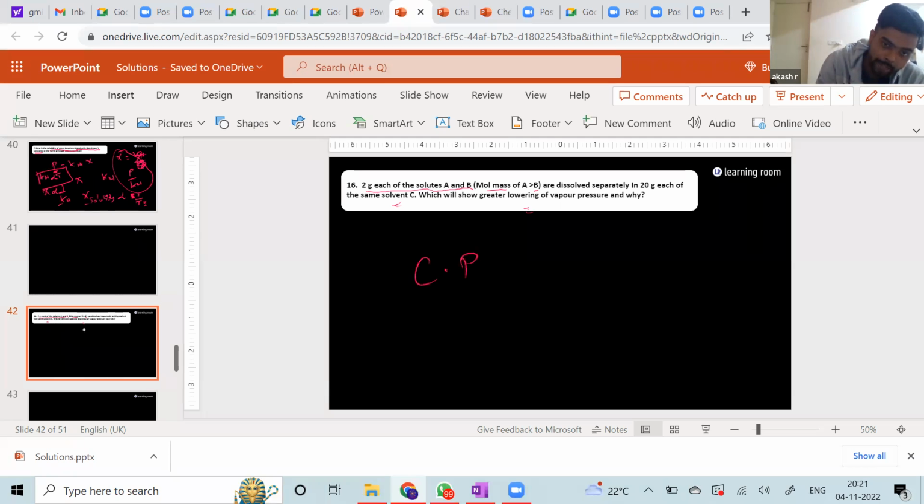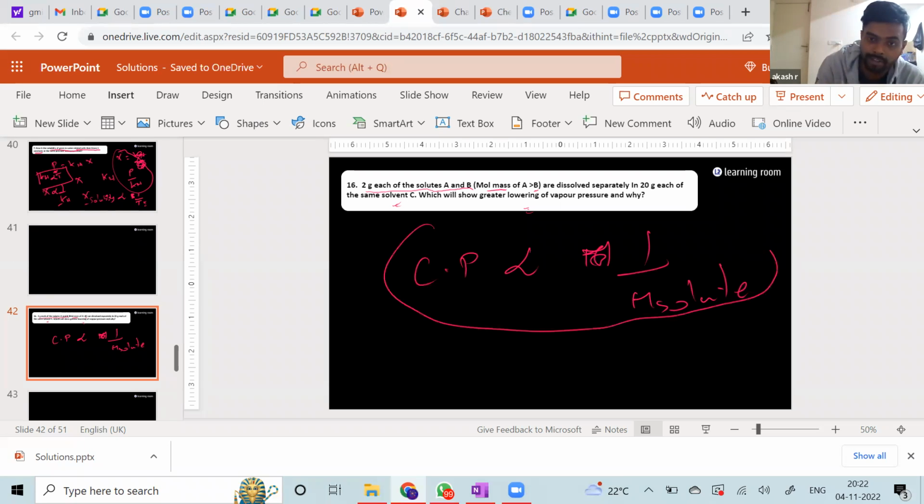Any colligative property, if you check, is actually inversely proportional to the molecular mass of the solute. This is always true. So if A has higher molecular mass, it is going to have a lower colligative property, and B has lower molecular mass, so it is going to have a higher colligative property. So which will show a greater lowering of vapor pressure? B is the answer. And why?